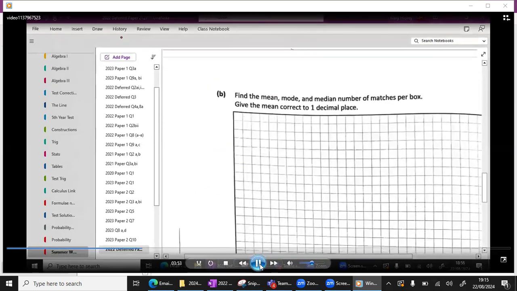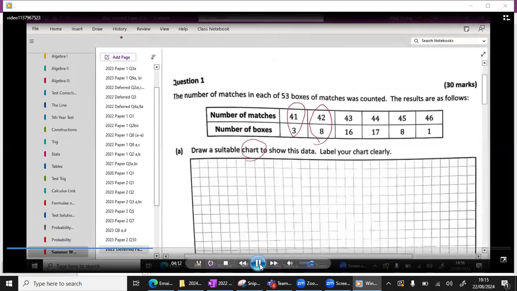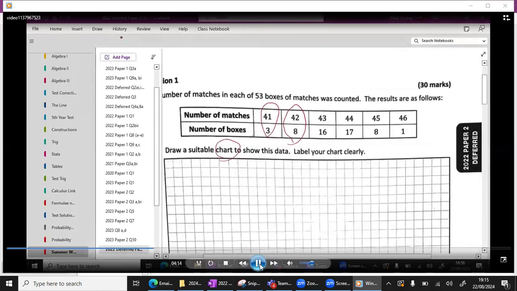Right, so then we are asked to find the mean, mode, and median number of matches per box. Give the mean correct to 1 decimal place. Now we have a calculator, of course, but given the fact this is quite a simple example, I'm going to go back up here. So how do we do the mean?